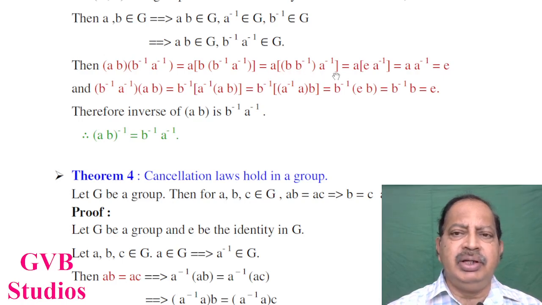And we know that B B inverse is equal to E. So this reads as A, square bracket, E A inverse. Since E is the identity element, E A inverse becomes A inverse. So this is A A inverse. Again, A A inverse is equal to E. Thus XY is equal to E.